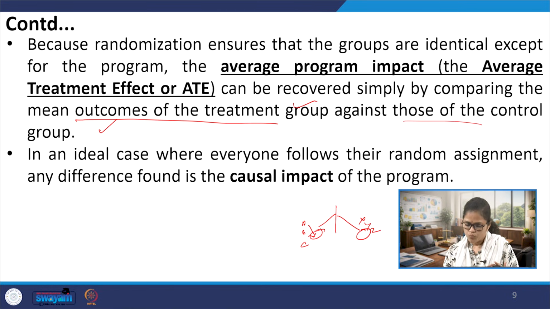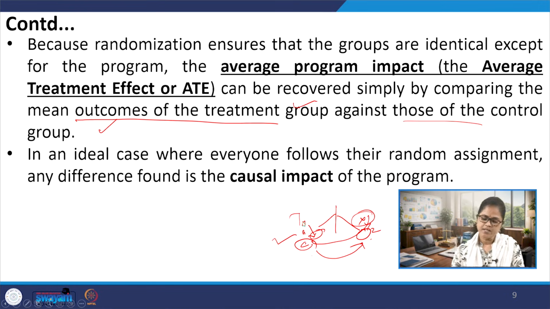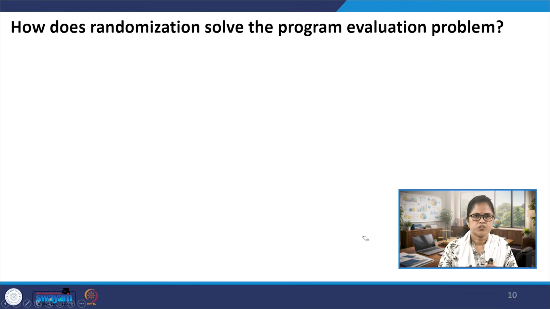So, there is no way that C will say that I will not be here in the treatment group, rather I will be mixing into the control group, or X cannot say that I cannot be under the control group, I will be under this treatment group. Okay. So, that means everyone follows their random assignment, and any difference, if at all, is found, that is because of the causal impact of the intervention or causal impact of our program. Okay. So, given this background information, now let us understand how randomization solves the program evaluation problem.